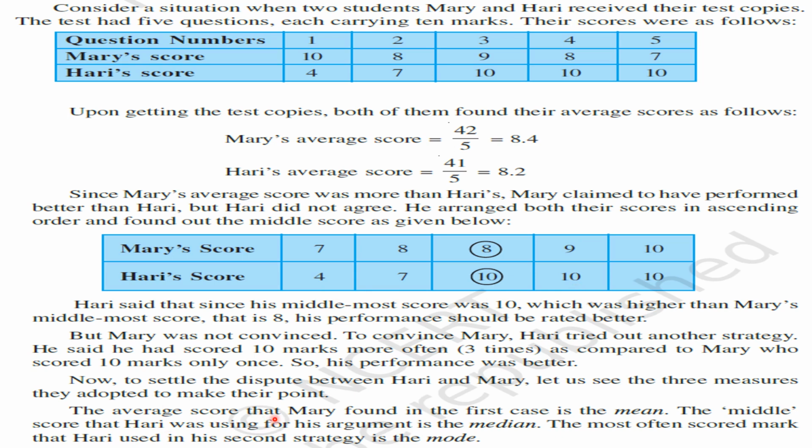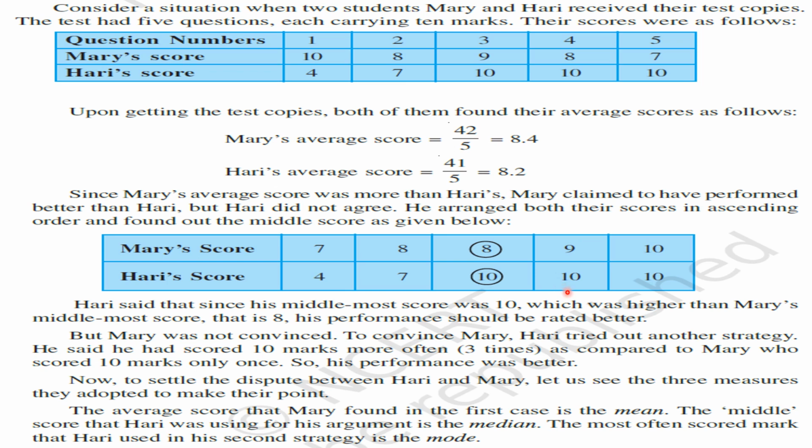The average score that Mary found in the first case is the mean. This is called mean of the observations. The middle score that Harry was using for his argument is the median. This is called median. The most often scored mark that Harry used in his second strategy is mode. This is called mode, the one that appears more frequently in the given observations.